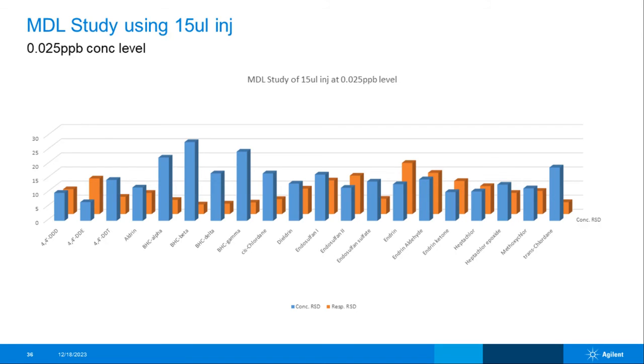We also ran the MDL study using the 15 microliter injection at the 25 ppt concentration level as well. Again, pretty low RSDs for concentration and responses. A little bit of variability at the front end of the chromatogram on that one with the lindanes, but still everything for the most part was under 20% and correlated very well.